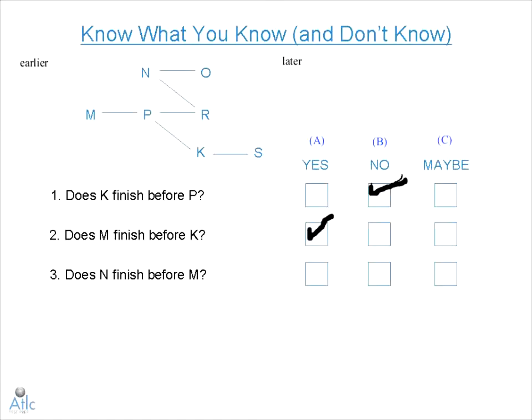Let's get Mike back on the mic, and if you turn down your mic a little bit, tell us why you said maybe. Because we know how M relates to R, but we don't know how M or N relate to each other directly.